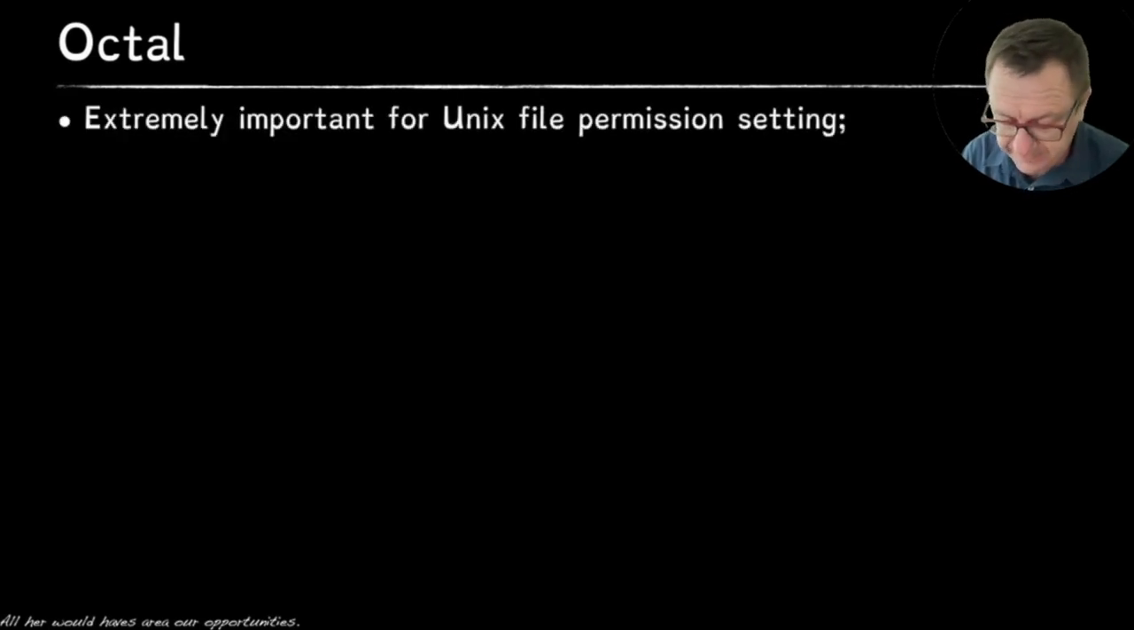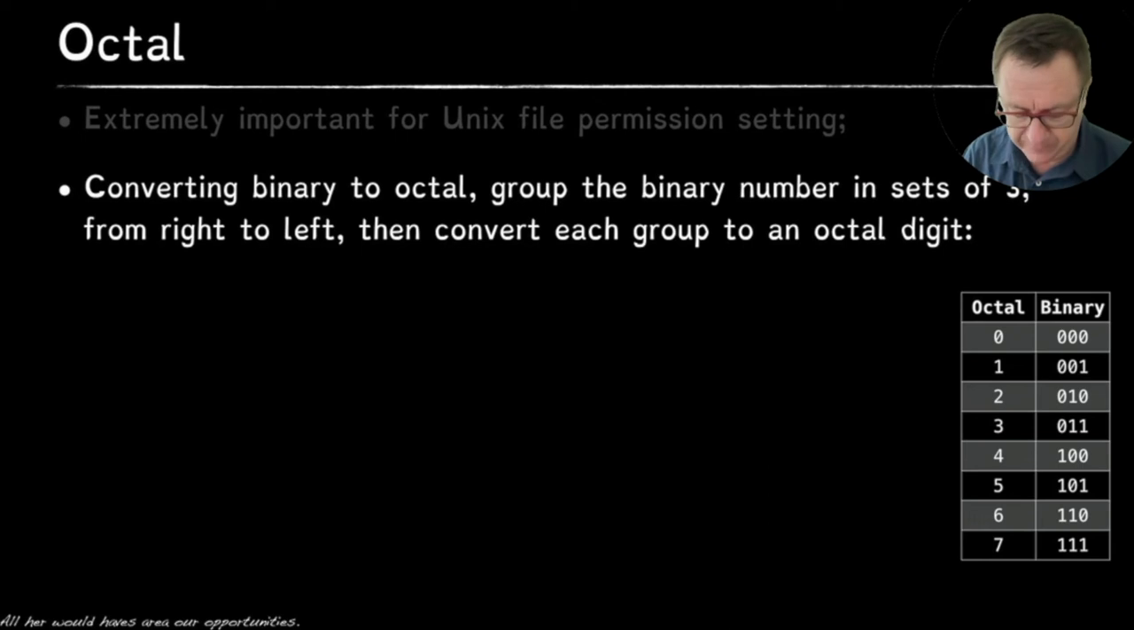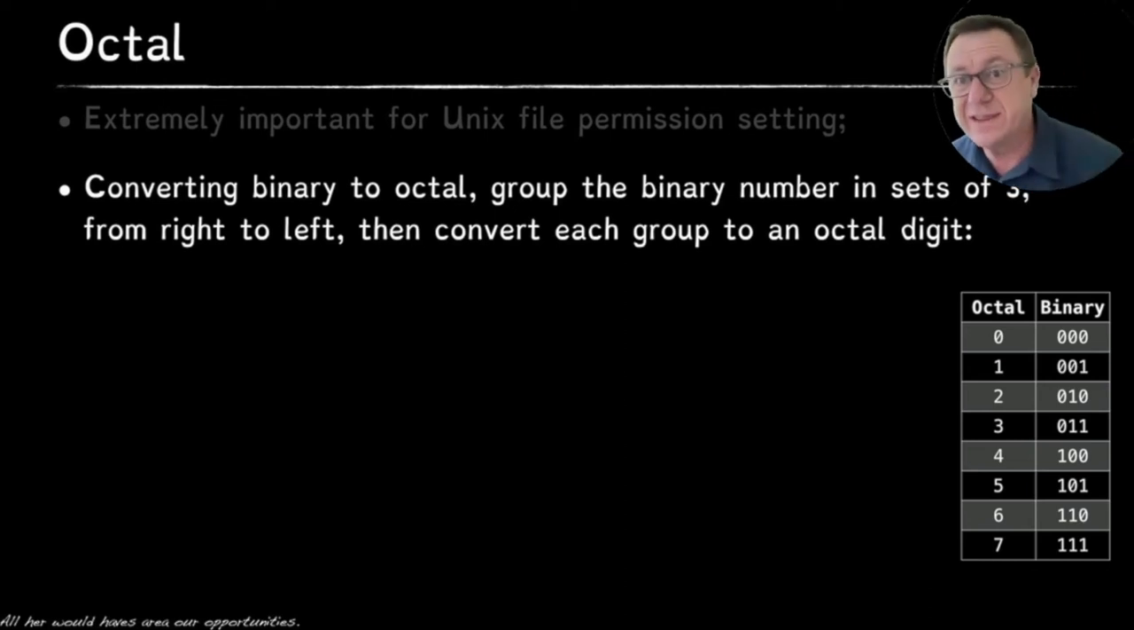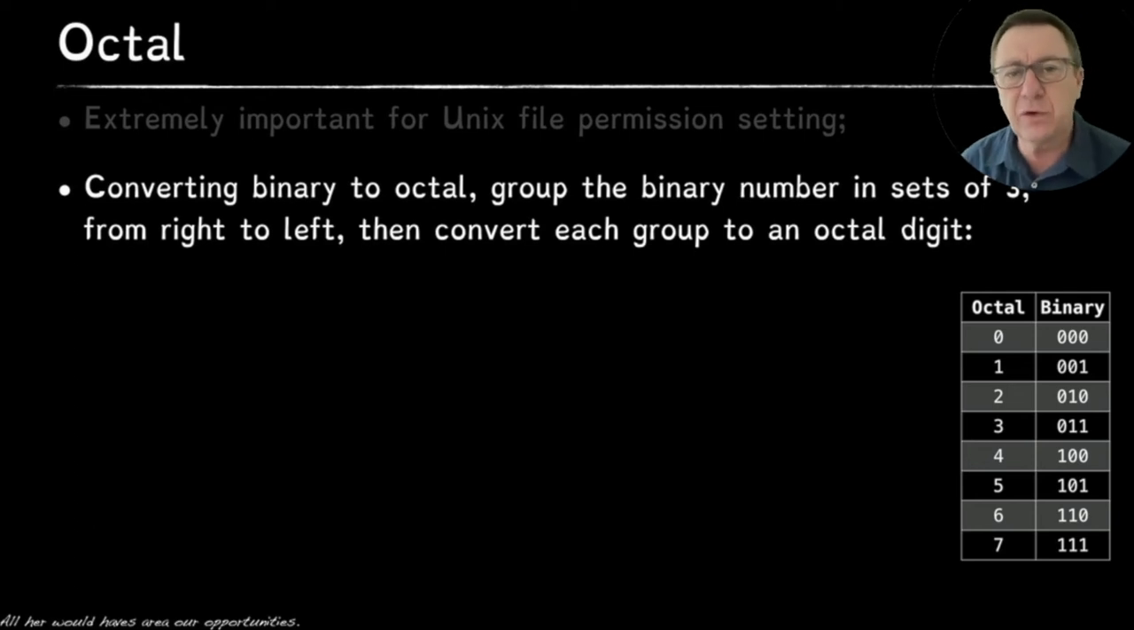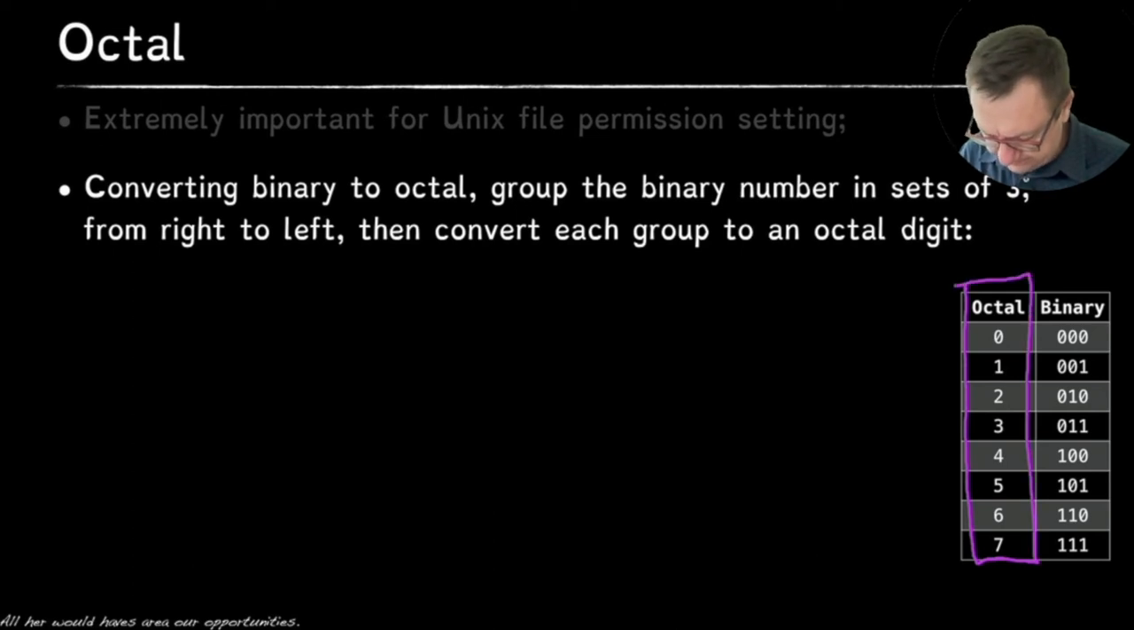Straightforward. Now, this is a really important numbering system within Unix for file permissions. Okay? And we've got those up. We need to convert binary to octal: group the binary number in sets of 3, from right to left, and then convert each group to the octal digit. What are we talking about? So binary 000 is 0 in octal. 001 is 1, so you can see our octal numbers on the left, and then our binary version of those octal numbers there.